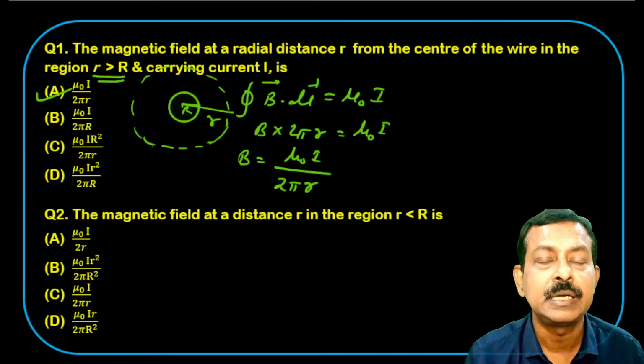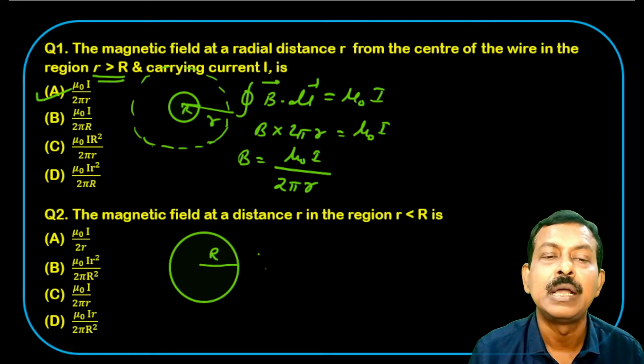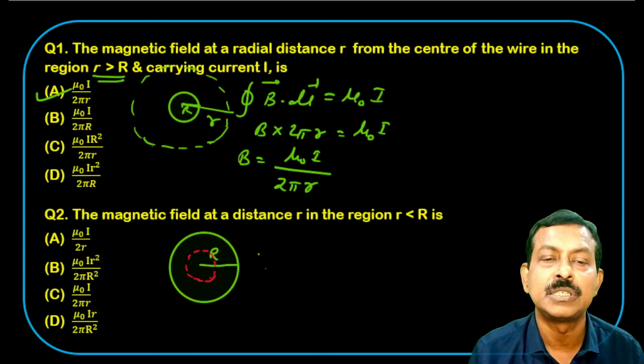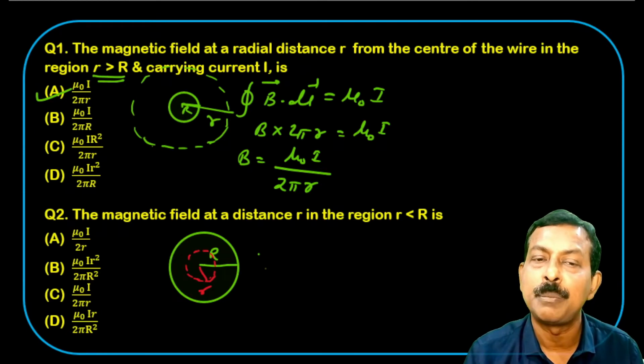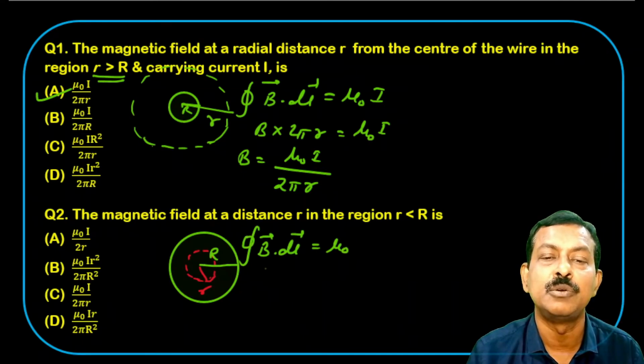Next is the magnetic field at a distance r in the region r less than R. This is your R. And now we want the magnetic field here at a distance r which is less than this R. In that case, our Amperian loop will be somewhere in here. So this is the Amperian loop, radius is r. For this particular case, if we apply Ampere's circuital law, then it is your B dot dl, integral over closed loop. This is your mu naught into I.